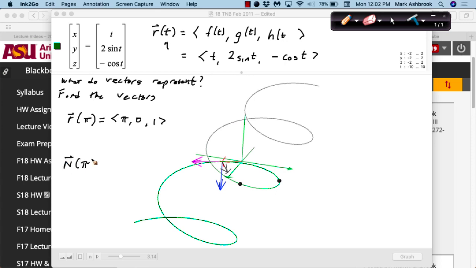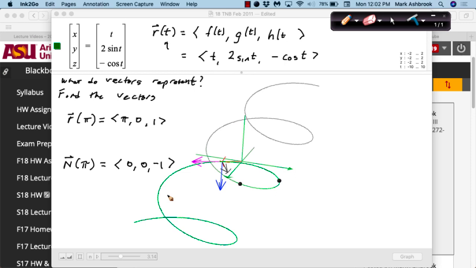And we can just write it down. It is 0, 0, -1. Agree? Yeah, because we're at the top, pointing straight down. We know the magnitude is 1, so straight down is in a negative z direction.